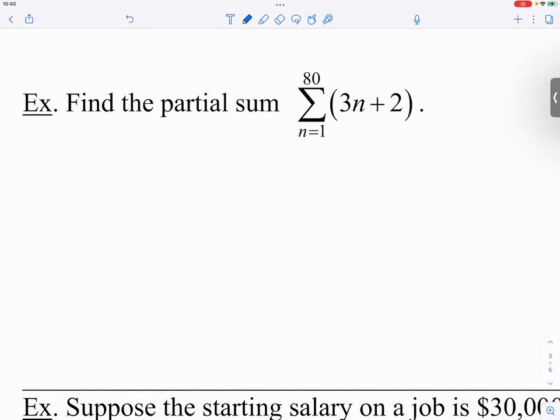So with the sigma notation, what you can see here is that it instructs you to add the first term all the way to the 80th term. So that means your n value will be 80.